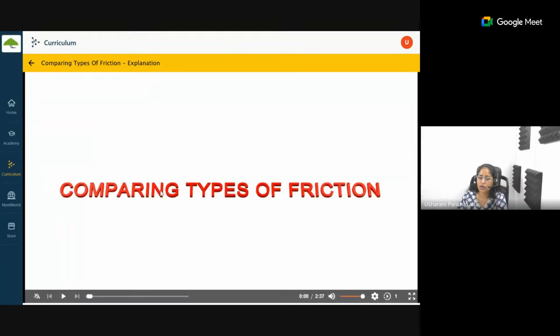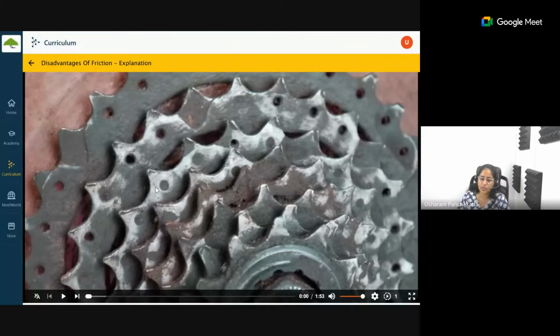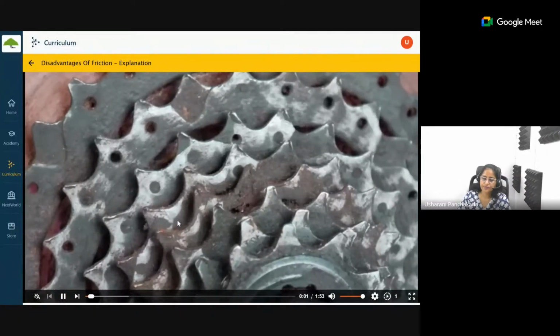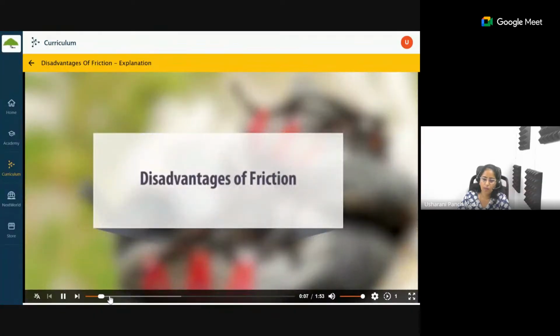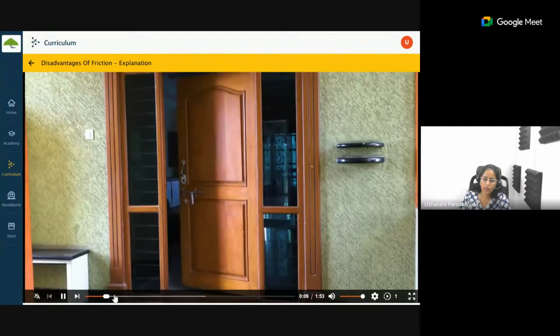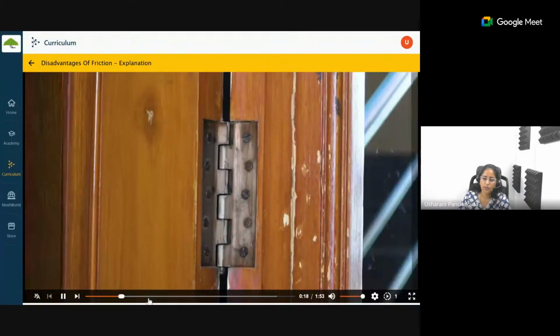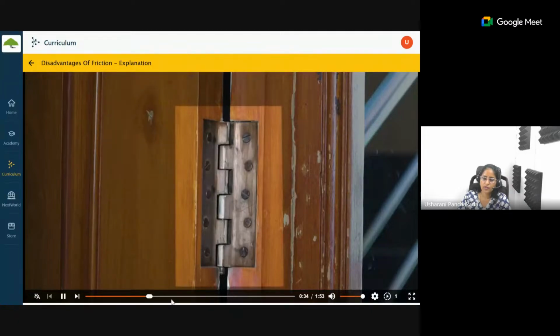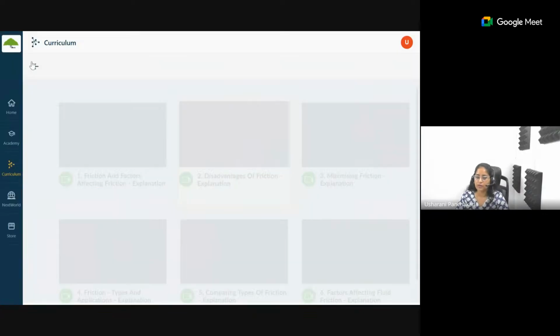Right now, I'll be showing you this one. Maybe we'll go with disadvantages of friction, where we can show something like real videos. In this module, you will learn to identify cases where friction is a disadvantage. The door is creaking badly. The hinges are rusting. So this is where you can see problems too. This video is 1.53. Less than 2 minutes, so this we can consider as a nano learning resource.